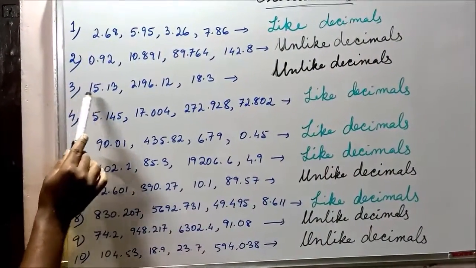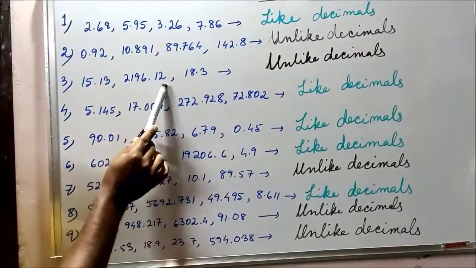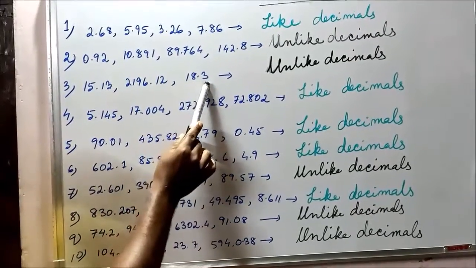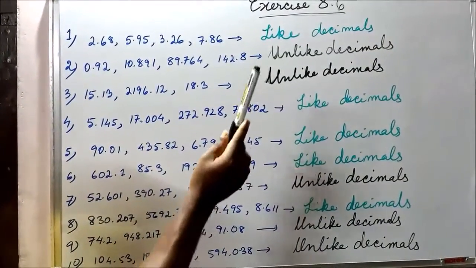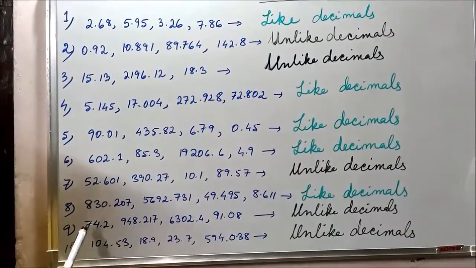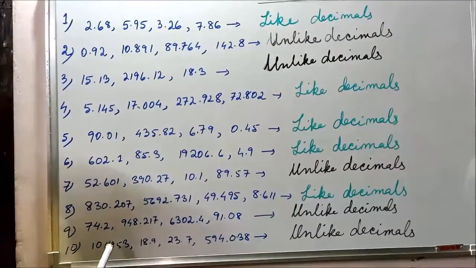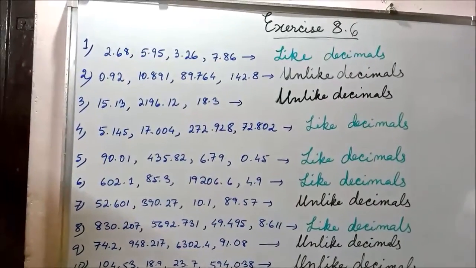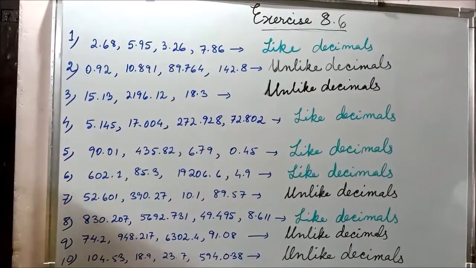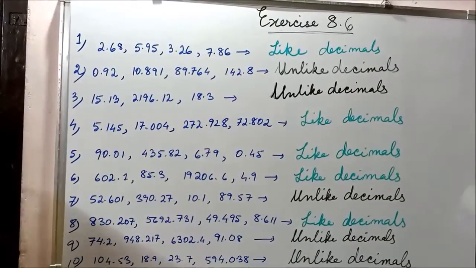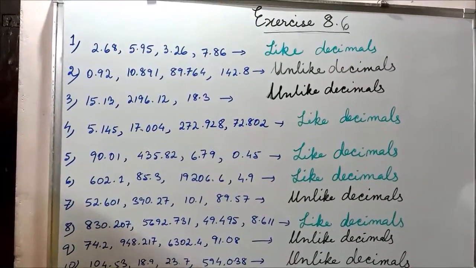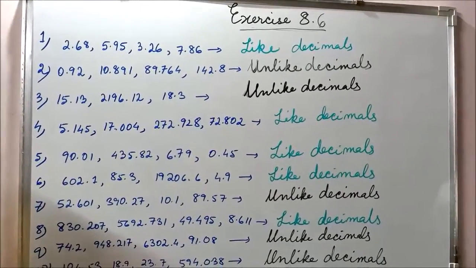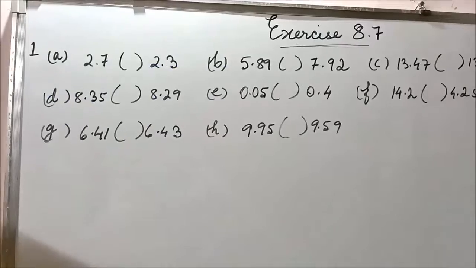Similarly, in question number 3, 0.13, 0.12, and 0.3. So here two places, here two places, and here one place. So they are unlike decimals. Similarly, questions number 7, 9, and 10 are unlike decimals. So what did we come to know? That decimals having the same number of decimal places are called like decimals, and decimals having different numbers of decimal places are called unlike decimals.